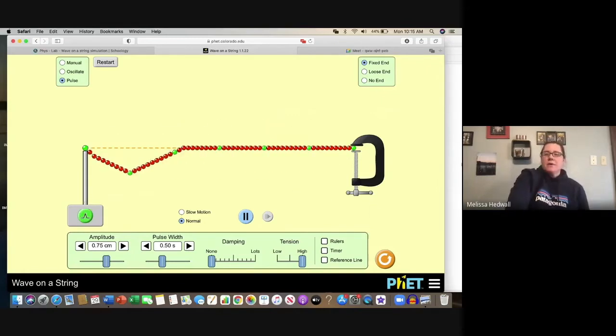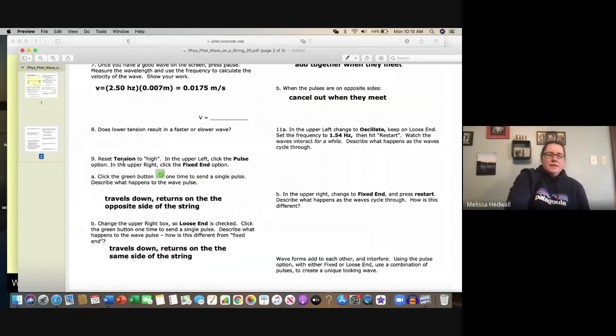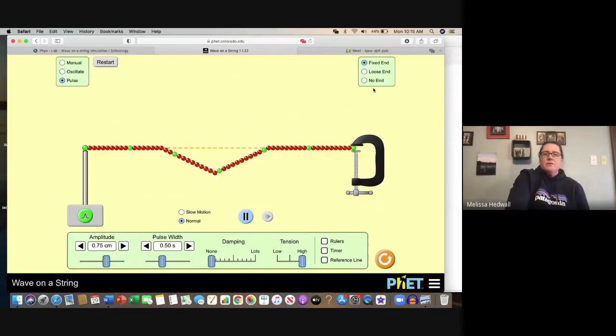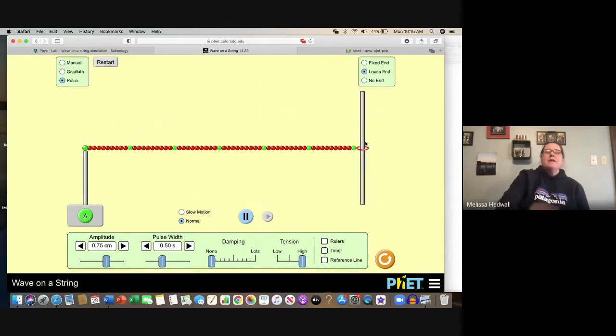So we can go back to what we have here. It says click the green button. We did that. Describe what happens to the wave pulse. It travels down and returns on the opposite side of the string. Then it says change the upper right box to a loose end, and we'll do the same thing. So we'll click to a loose end. I'm going to go ahead and restart it. Loose end puts a ring on there, and it allows it to move up and down as it approaches that bar. So when I click a pulse here, it goes down, and it comes back on the same side.